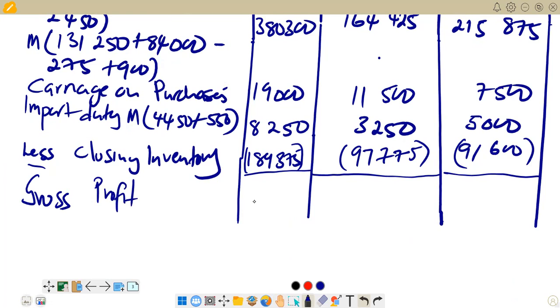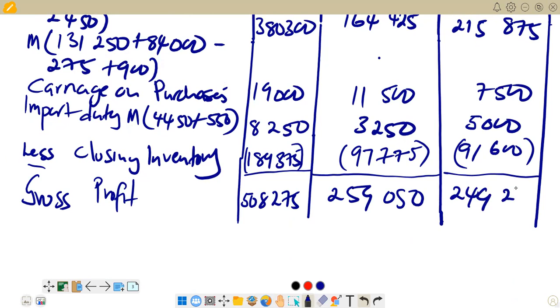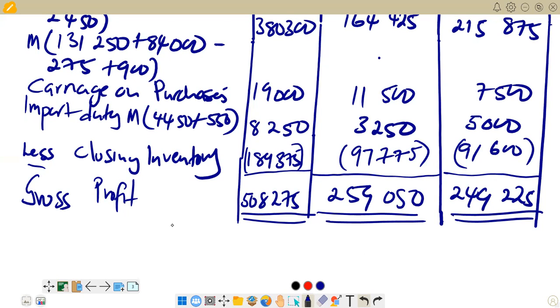So here you are supposed to get 508,275. Then here 259,050. And here we go to 249,225. So that is what we have there. This is what we have. These are closing figures. So basically, for gross profit, we are saying revenue minus cost of sales.